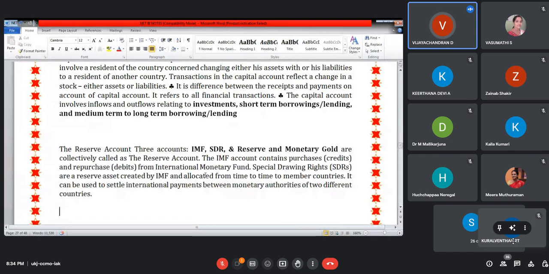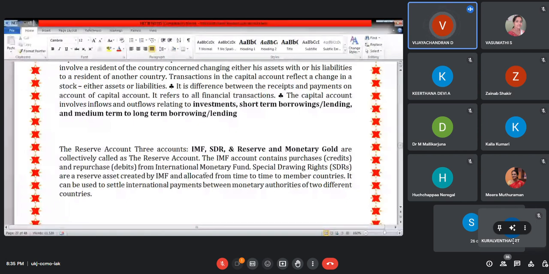The gold you are holding, that will be coming under reserve account. So if you purchase, that will be credit, but if you are selling, that will be debit.